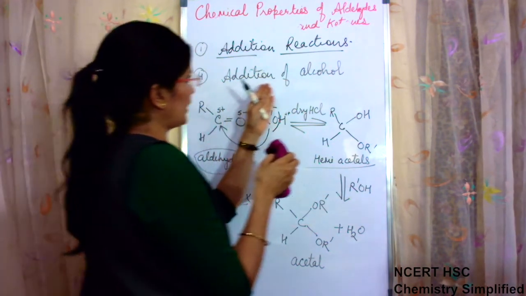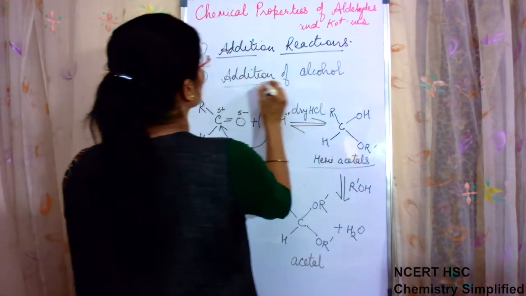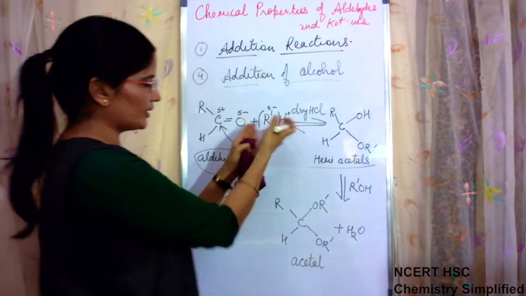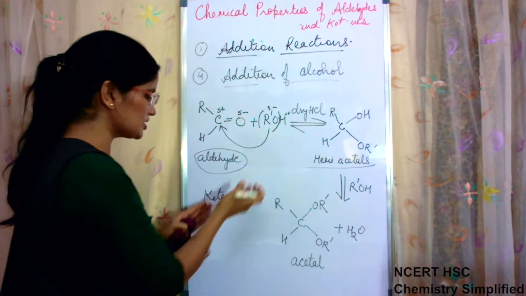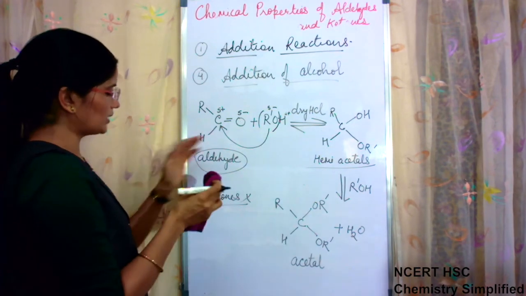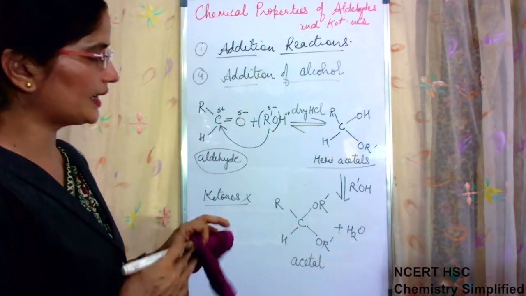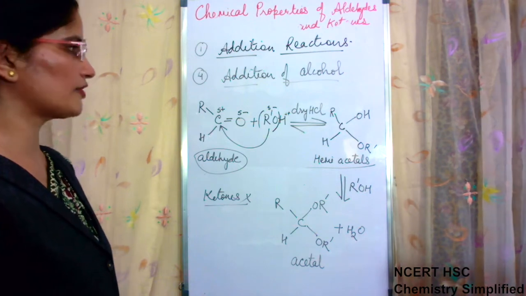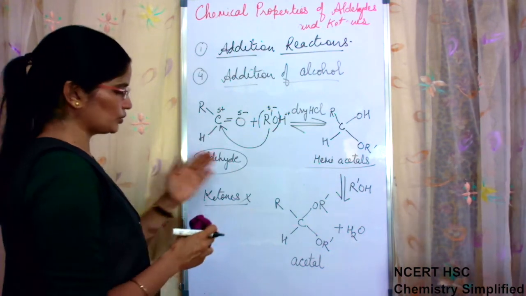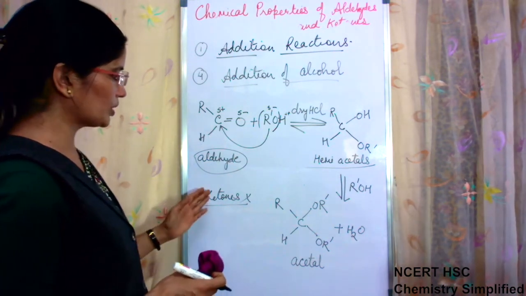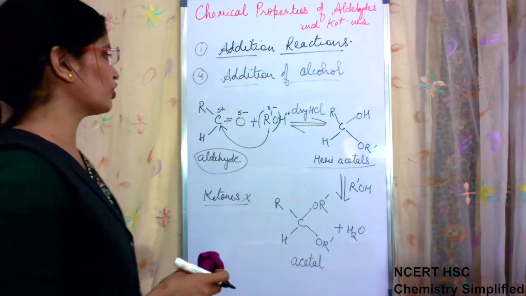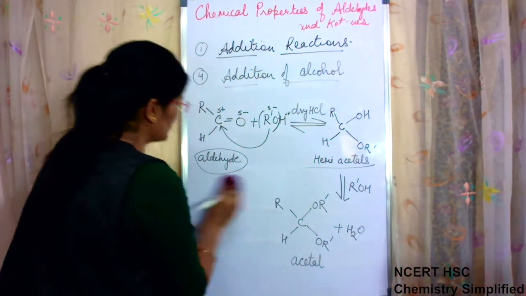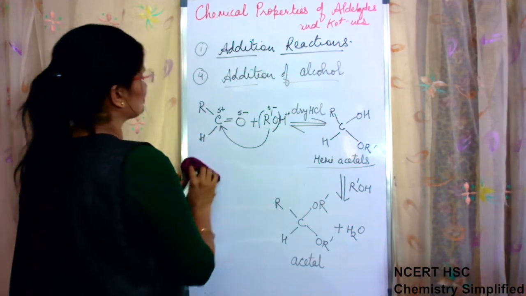Then in addition of alcohols also, this type of reaction, when one alcohol molecule is added, is not given by ketone. But another type of reaction, when cyclic acetals and cyclic ketals are formed, is given by ketone. We are doing that reaction next. So hemiacetal and acetal formation will take place with aldehydes.